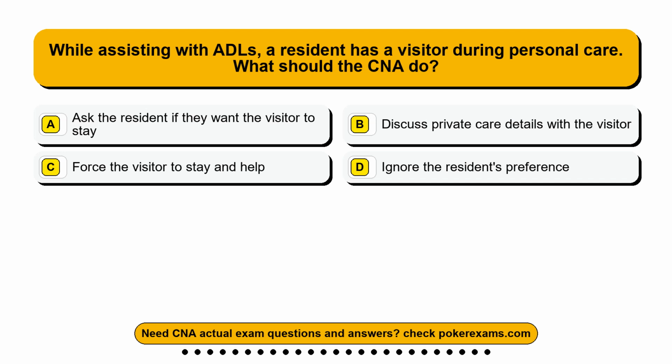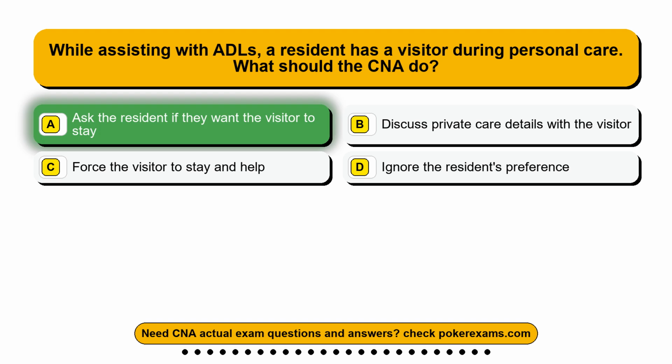Question 1. While assisting with ADLs, a resident has a visitor during personal care. What should the CNA do? Option A. Ask the resident if they want the visitor to stay. Option B. Discuss private care details with the visitor. Option C. Force the visitor to stay and help. Option D. Ignore the resident's preference.